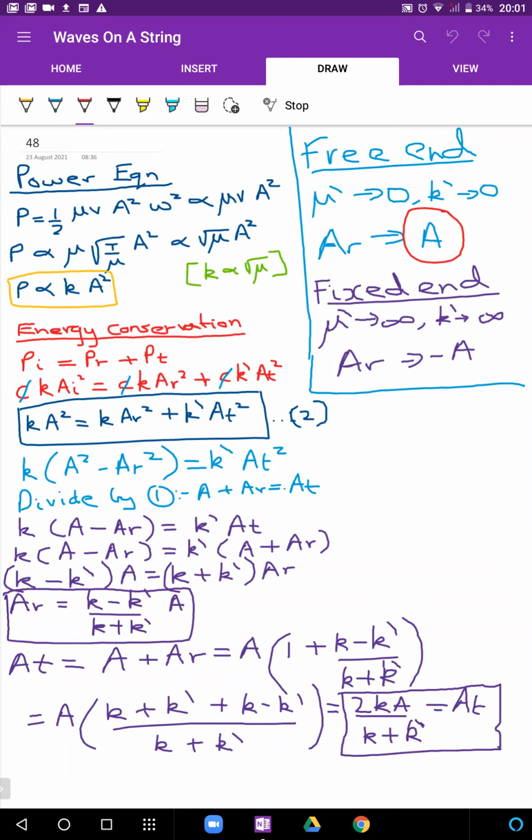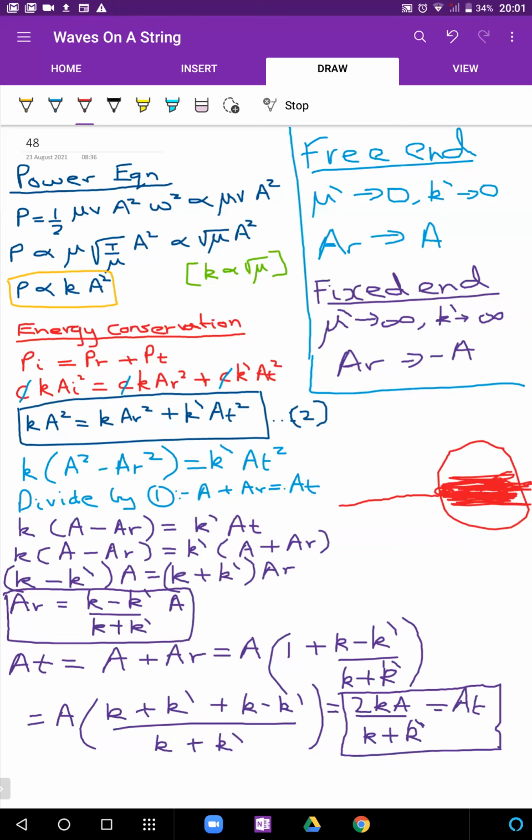What happens when I have, how do I visualize reflection from a fixed end? What happens at a fixed end? This end of the string does not move. You will expect to see that happen if you have a light string attached to an infinitely heavy string. Because of the oscillation of the light string, the heavy string will not move, or will hardly move.